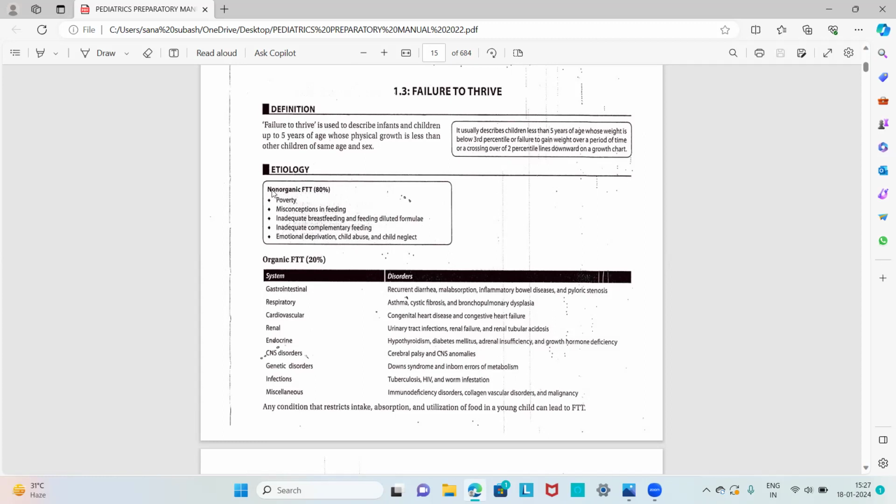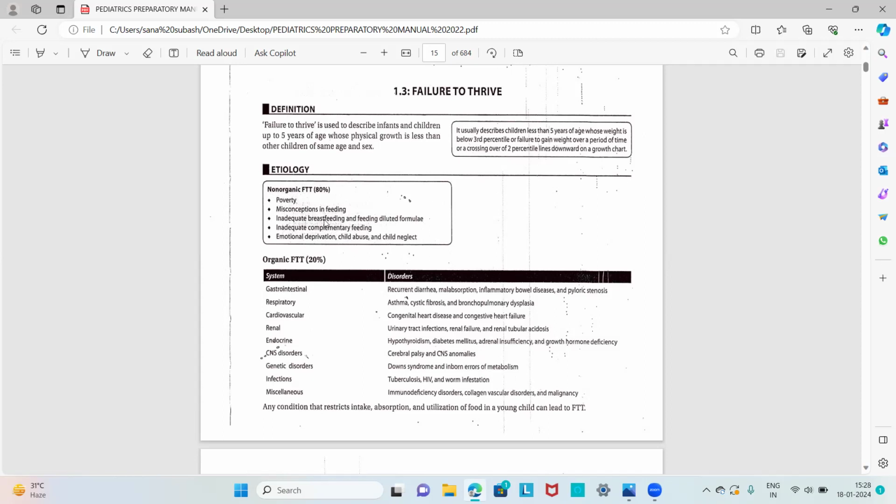It is also known as the psychosocial factors, that is both social factors and also the psychological factors which influence the growth in a child. The factors are poverty, misconception of the feeding, inadequate breastfeeding and feeding diluted formulae, inadequate complementary feeding, emotional deprivation, child abuse and child neglect. These are the non-organic or the psychosocial factors which contribute to the failure to thrive.